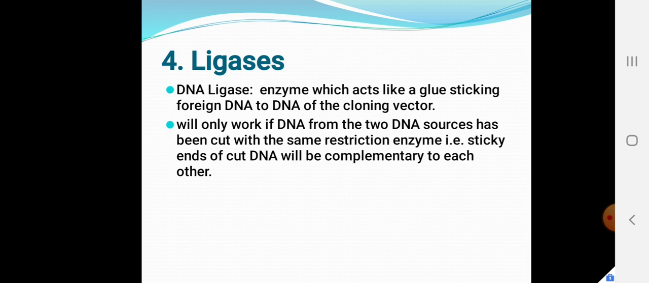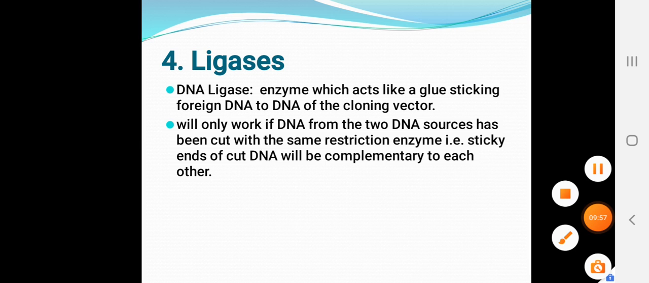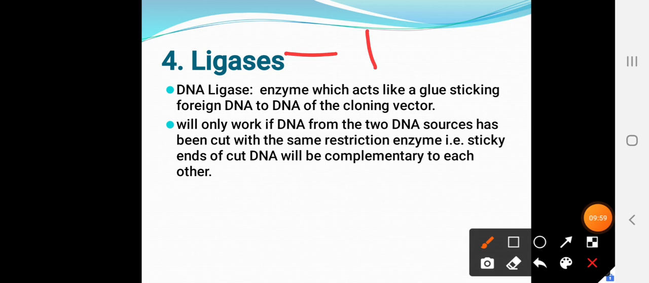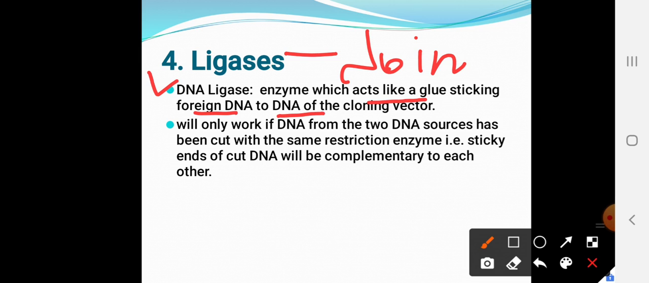The fourth one is the ligases. What is the work of the ligase enzyme? To join two different DNA segments. The DNA ligase enzyme acts as a glue, sticking foreign DNA to the DNA of the cloning vector. It works as a joining material for foreign DNA to join with the host DNA. These ligases will work only if DNA binds to DNA.